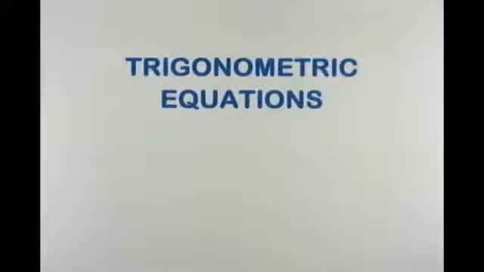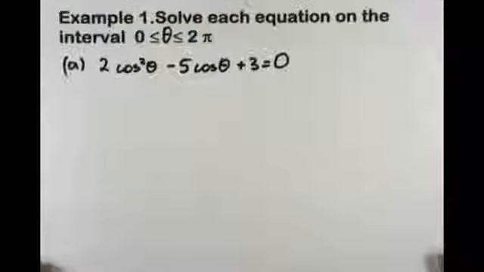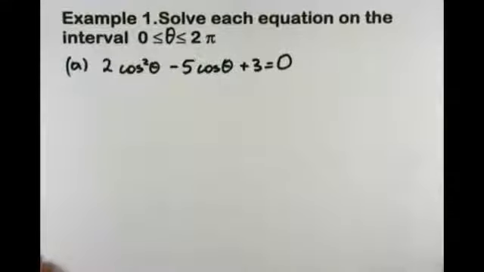Trigonometric equations. Solve each equation on the interval from 0 to 2 pi, and we have 2 cos squared theta minus 5 cos theta plus 3 is equal to 0.